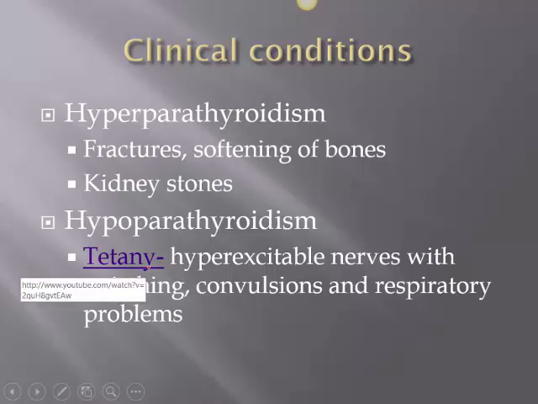This is different from tetanus, which is due to a bacteria. Tetany is when the nerves get hyperexcitable and they start twitching and you have convulsions, and the muscles also become hyperexcitable at the neuromuscular junction. And so you could go into what is called stridor, where they would fail to be able to breathe properly. So here's something which is seen when somebody has tetany.